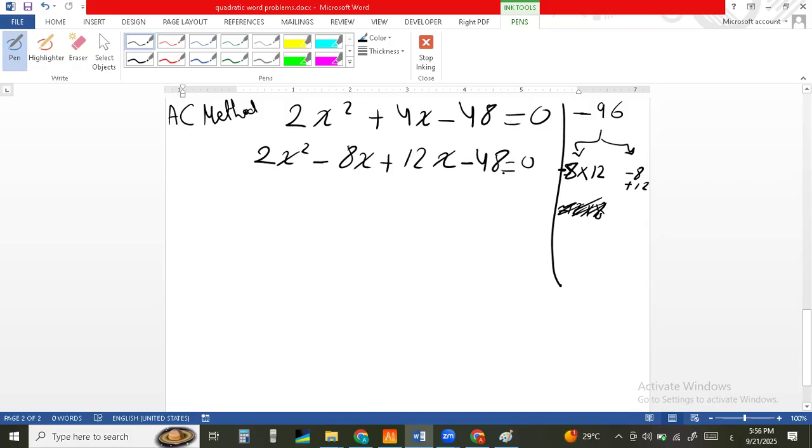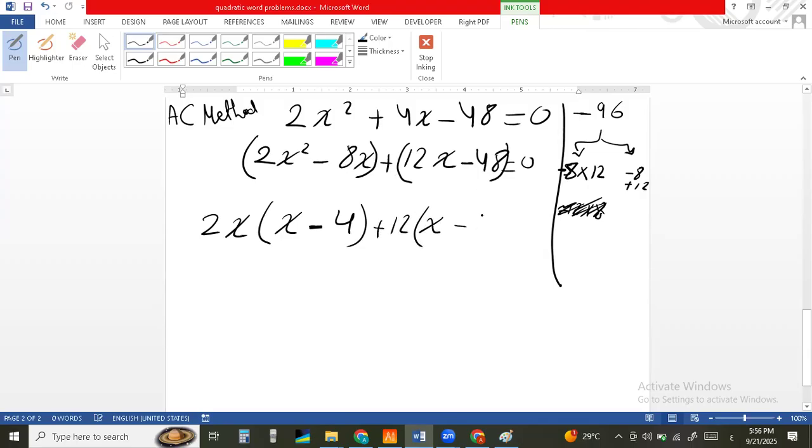And what are we going to do next? We're going to factorize. Put the first two terms in brackets this way, and the last two terms in brackets this way. All right, now we can factorize. What is the factor that we're going to get out? Here it is going to be 2x, open brackets, x minus 4. Here, I'm going to need to take 12 out of this, so it's going to be plus 12, open brackets, x minus 4 equals 0.